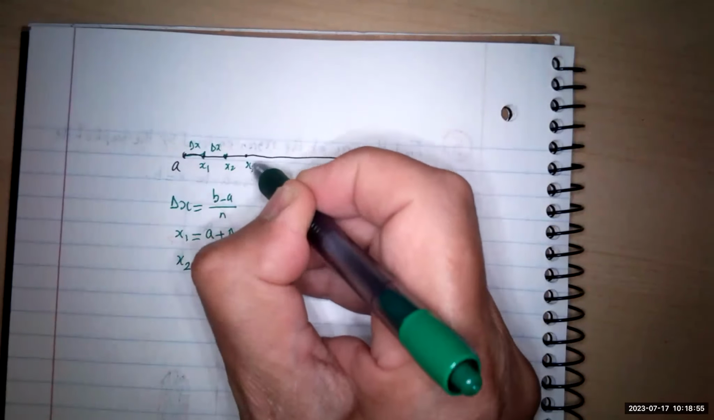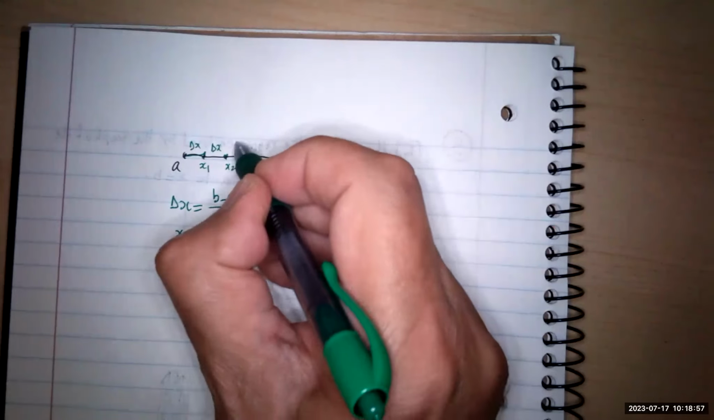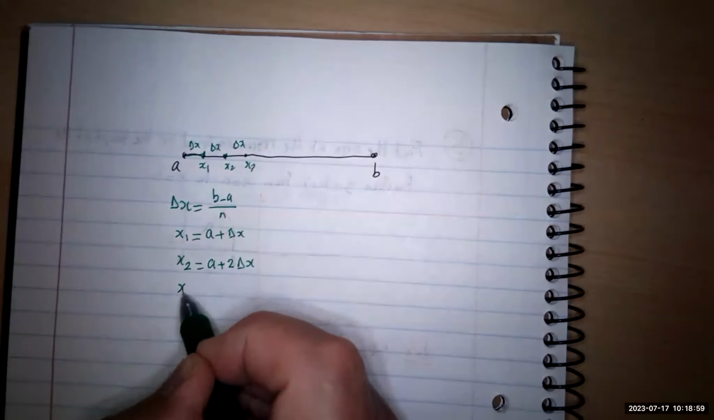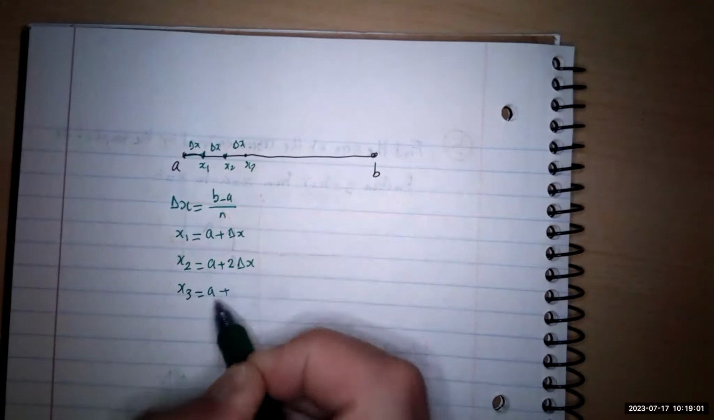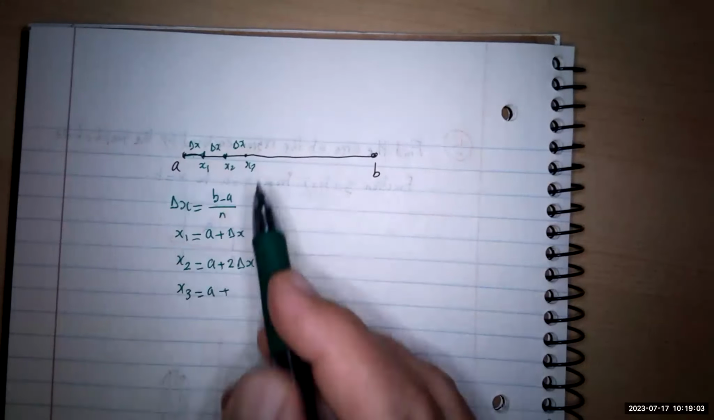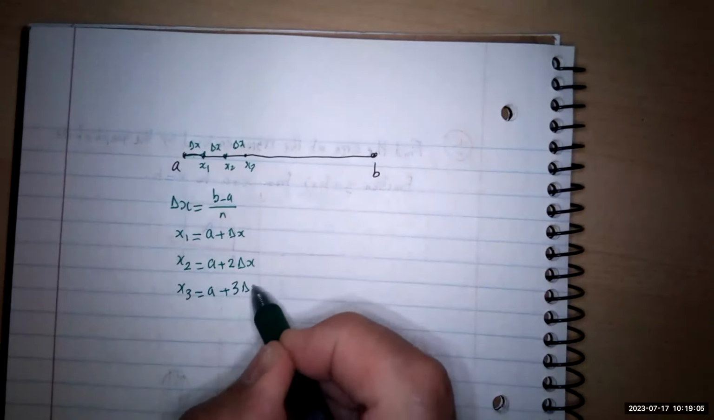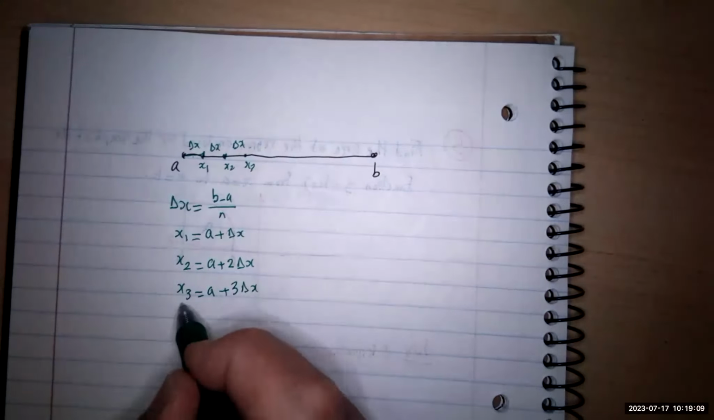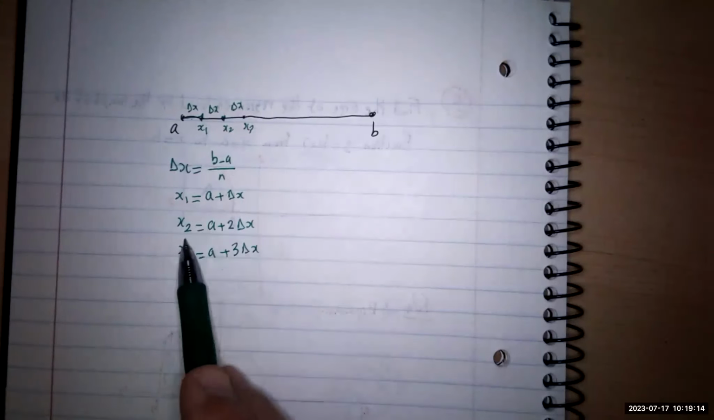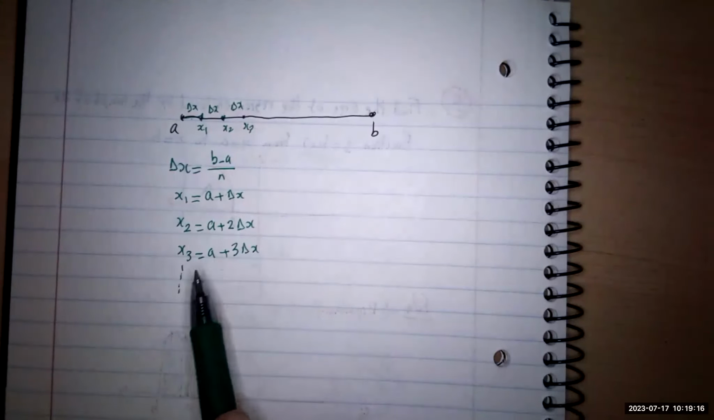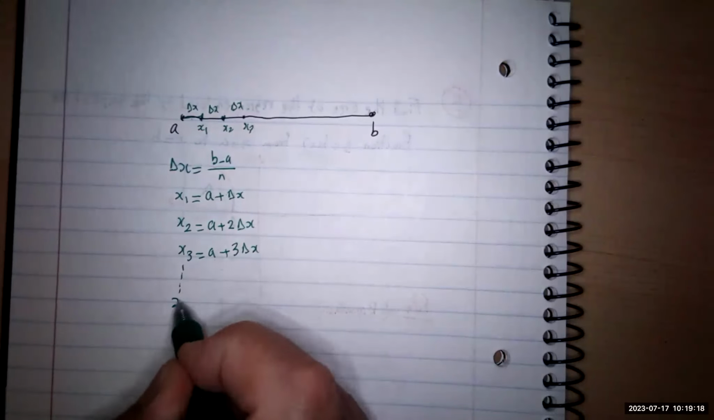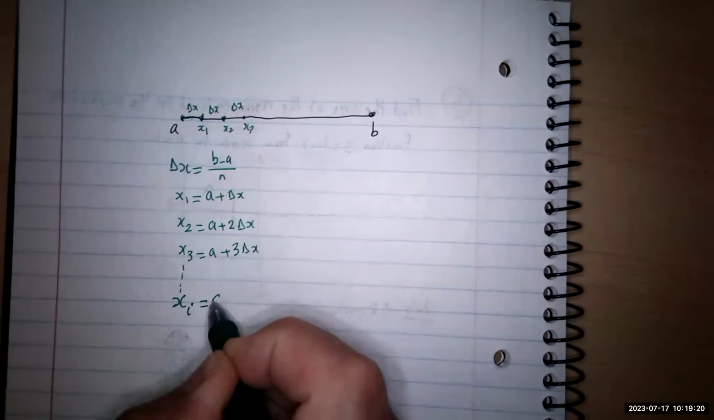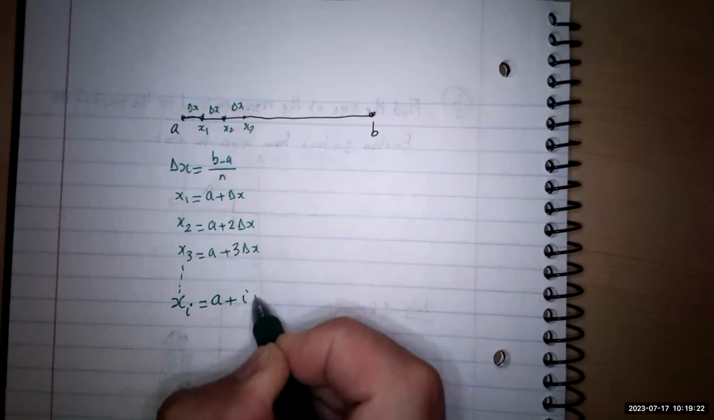x3, okay, delta x. x3 is going to be a plus how many delta x? 1, 2, 3. 3 delta x. That's it. And you just keep going. So remember, for the 1 is 1 delta x, for the 2 is 2, for 3. So if I stop somewhere like xi, it's going to be a plus i delta x.